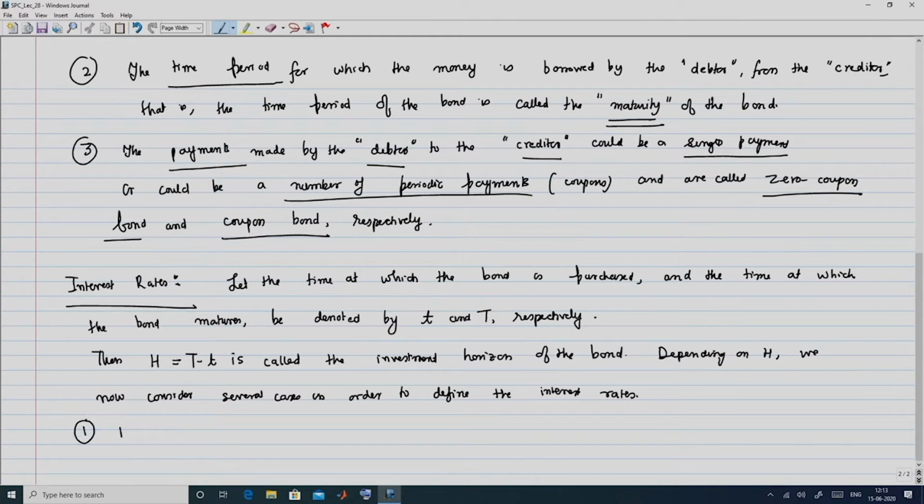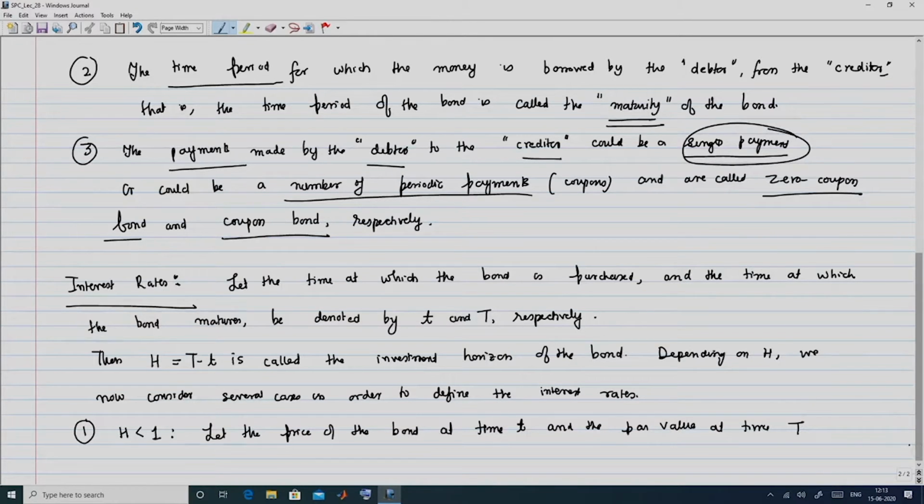So, the first one is when H is less than 1. So, we enumerate all this. So, the first one is H less than 1. So, let the price of the bond at time little t and the par value at time capital T. So, the single payment here is sometimes referred to as the par value.